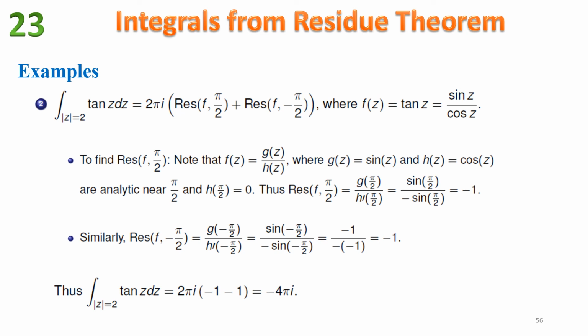Then the integration of tan z dz over the contour mod z equal to 2 is equal to 2 pi i times the sum of all the residues inside the contour. So that is minus 1 minus 1, so minus 2. So in all it becomes minus 4 pi i.